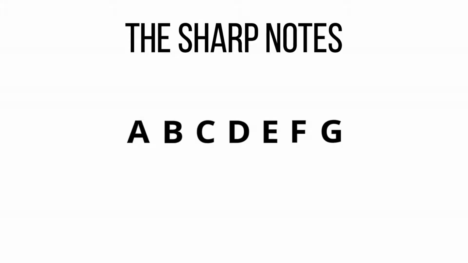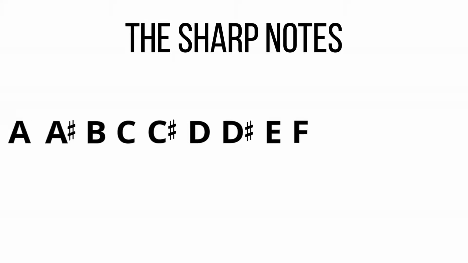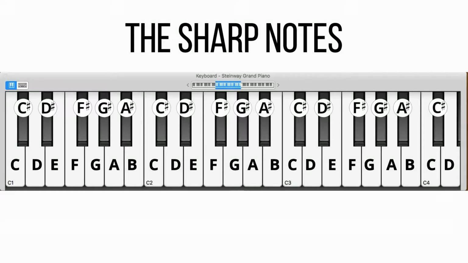In the Western theory of music, there is a sharp note after each of the natural notes except after B and after E, like so. A sharp, B, C, C sharp, D, D sharp, E, F, F sharp, G, and G sharp. After the note G sharp, you would arrive back at the note A again. This is easy to visualize if you look at a piano keyboard. The black keys on a piano are designated to the sharp notes.